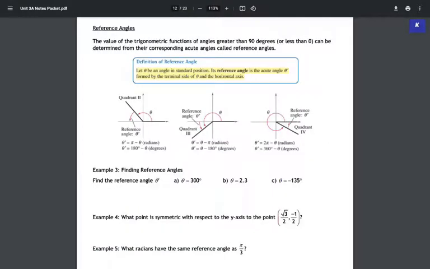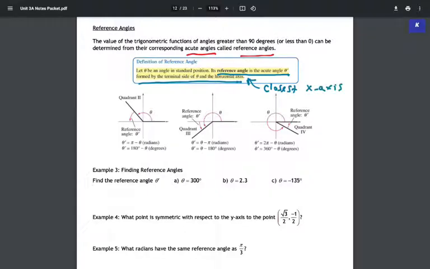Okay, next we need to talk about reference angles. The value of a trigonometric function of angles greater than 90 degrees or less than 0 can be determined from their corresponding acute angles, and they're called reference angles. So again, a reference angle is the acute angle formed by the terminal side and the horizontal axis. And what I want you to think about is the closest x-axis.